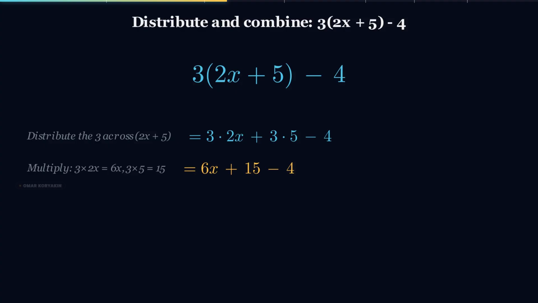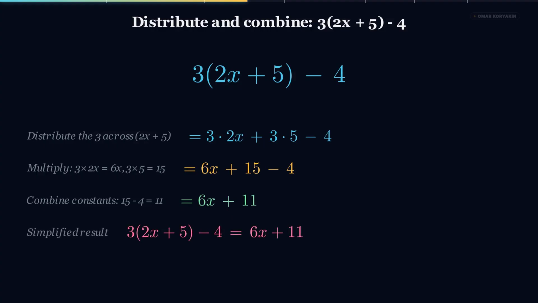Step 2. Carry out the multiplication on each new term. 3 times 2x equals 6x, 3 times 5 equals 15. So the expression becomes 6x plus 15 minus 4. The parentheses are gone, and the expression is now a sum of 3 terms with no remaining grouping. Step 3. Combine the constants. 15 and negative 4 are both constants and therefore like terms with each other. Their sum is 15 minus 4, which equals 11. The expression simplifies to 6x plus 11, with the variable term unchanged because there were no other x terms in the expression to combine it with.